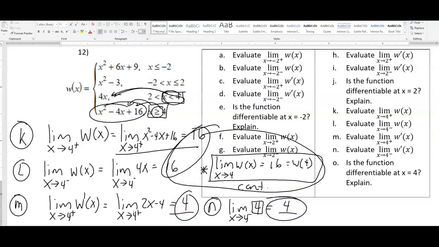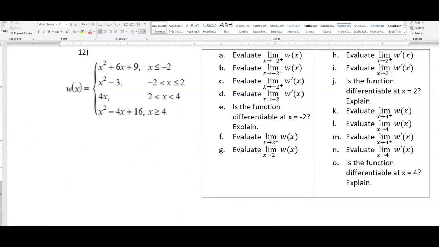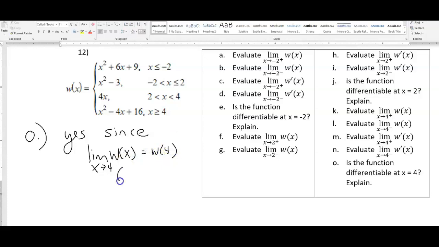So, is this function differentiable at the point? And what we would say for part O is we would say yes, since the limit as x approaches 4 of w of x is equal to w of 4. In other words, it's continuous. And the limit as x approaches 4 of the derivative from the right and from the left are the same.